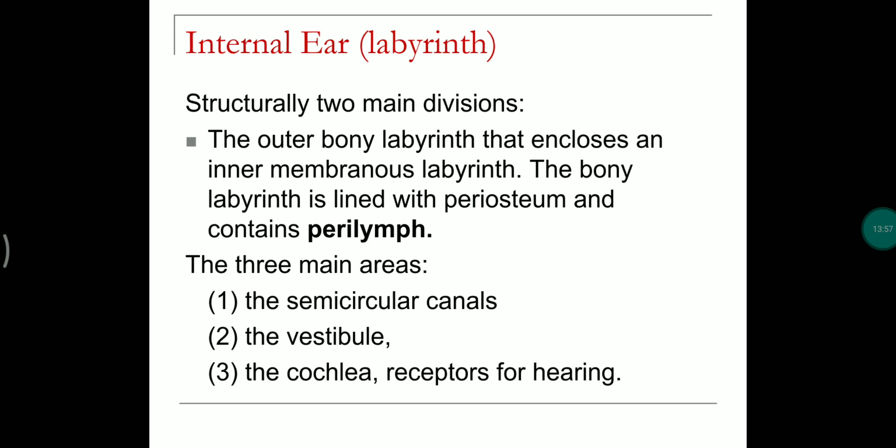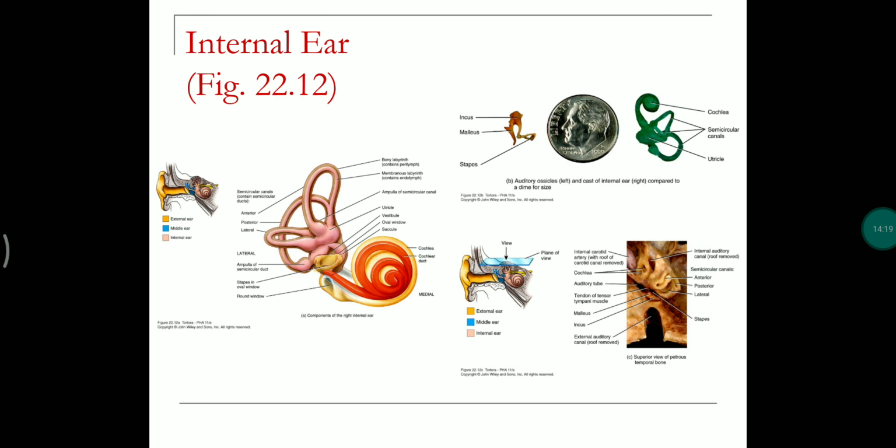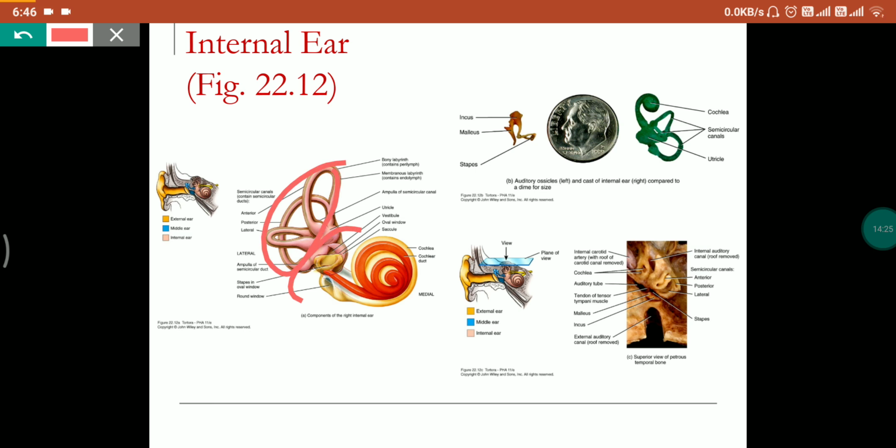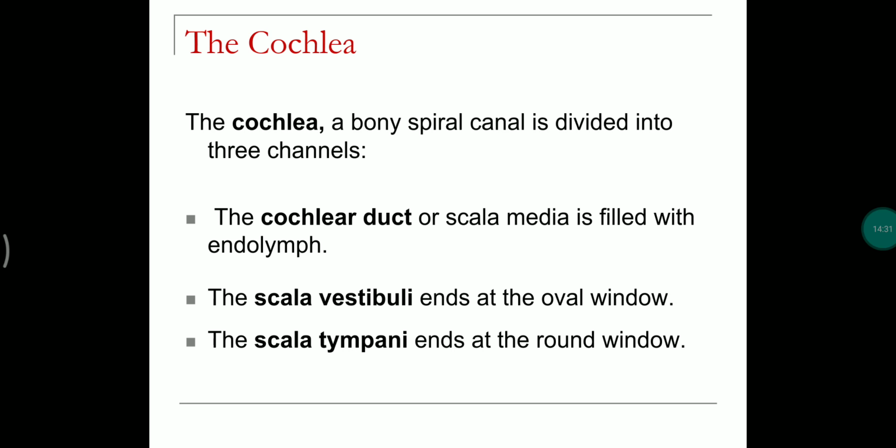And the internal ear consists of two parts, the bony labyrinth and the membranous labyrinth. The bony labyrinth covers the membranous labyrinth, which covers the sensory organs like the organ of Corti and vestibule. It consists of three main parts: semicircular canals, vestibule, and the cochlea. So here we can see the semicircular canals, vestibule, and the cochlea. And the cochlea is a bony spiral canal which is divided into three canals: the cochlear duct or scala media, scala vestibuli, and scala tympani.